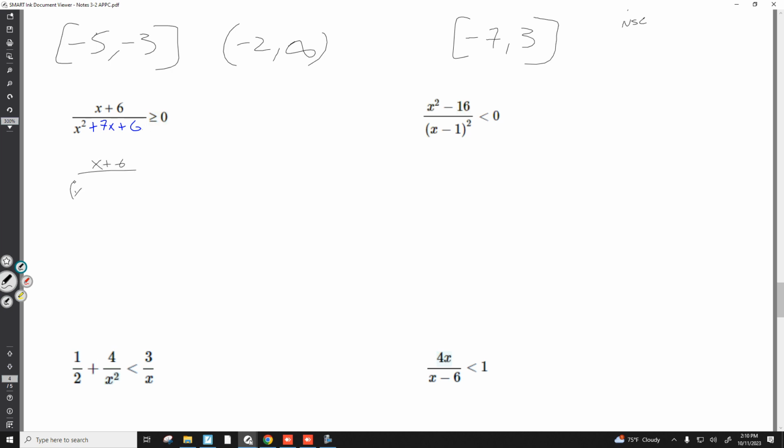Let me ask you a question. Would you say x equals negative 6 is in the domain? No. Would you say there is a point at negative 6? No. Negative 6 is a hole, but it's undefined. There's no point there. Negative 1 is also undefined. It's a vertical asymptote.